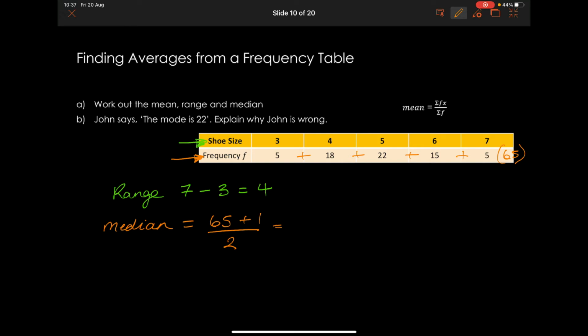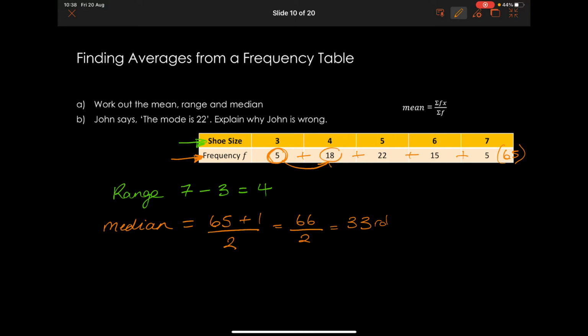So 65 plus 1 is 66, and 66 divided by 2 is 33, okay? So if I've got 33, it's going to be my 33rd value in the table. So I'm going to go through and find my 33rd value. And what I do is I look at here, there's 5 pieces of data.